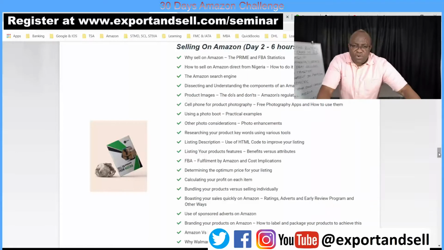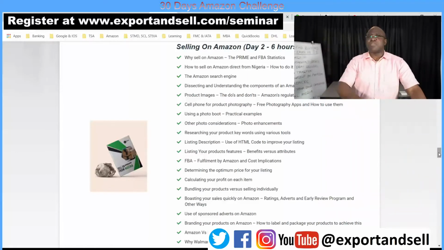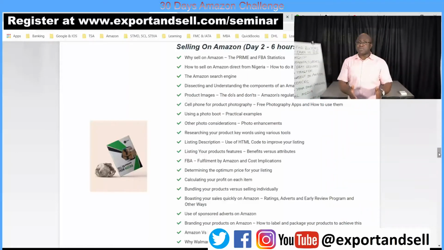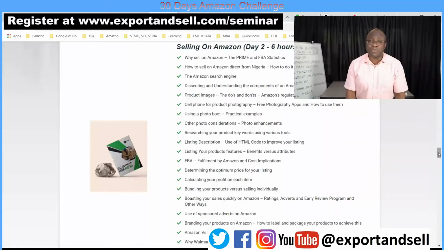Things you have to do with your photos after you take them. There are rules and regulations that guide Amazon photos. Some of you sent me products with a mannequin as a photo. It doesn't work. So we'll look at all those things. What type of photos can you use?